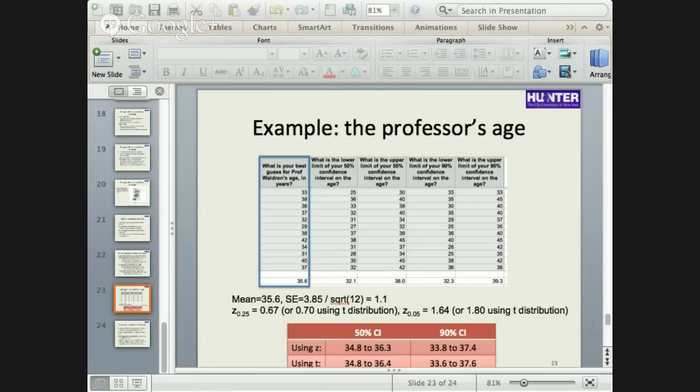I don't see any online questions. Comments? Yeah, so the question was, I have data that tells me a mean and a standard deviation. Why do I have to do this confidence interval estimation?